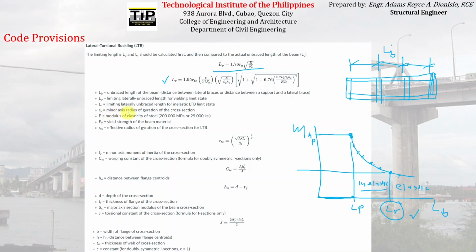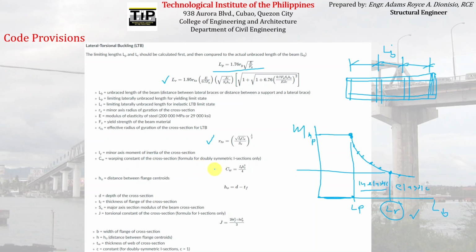ry is the minor axis radius of gyration, obviously. E is the modulus of elasticity of steel, 29,000 ksi kapag naka-US, 200,000 megapascal kapag SI. Fy, yield strength of the beam material. rts, effective radius of gyration of the cross-section for LTB, which is equal to this. rts is equal to square root of Iy times Cw over Sx quantity to the 1/2, wherein the Iy is the minor axis moment of inertia of the cross-section, and then Cw is the warping constant of the cross-section.